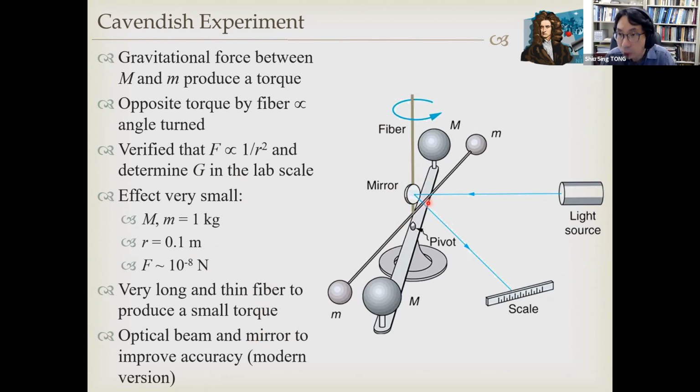In a modern version of this experiment, we commonly attach a mirror on the fiber, so that if you have a laser source, this is a laser source, shining on this mirror, the reflected spot of light will be on the scale. When the mirror turns a little bit, that turning motion is amplified, and you can see the deflection amplified on this scale. That makes the measurement easier. And actually, in a physics lab, we are going to do this experiment.